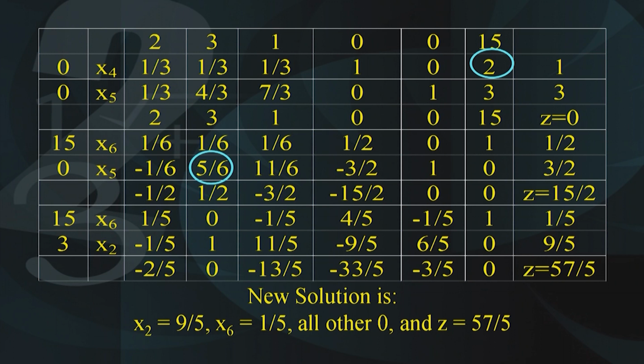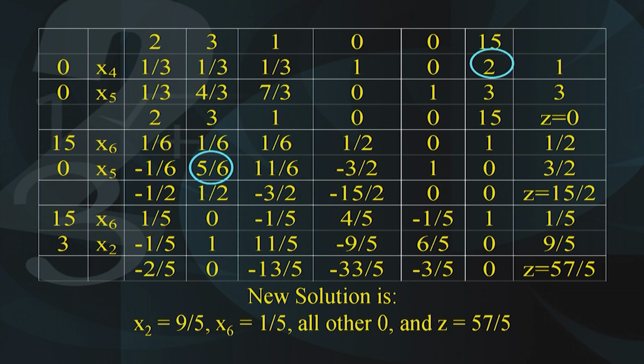And what does this mean? This means that 15 is the largest. So, therefore, the x6 variable should enter the basis, and then we will perform the minimum ratio test, and we find that 2 is the pivot. Accordingly, we will apply the elementary row operations and get the second iteration as follows.